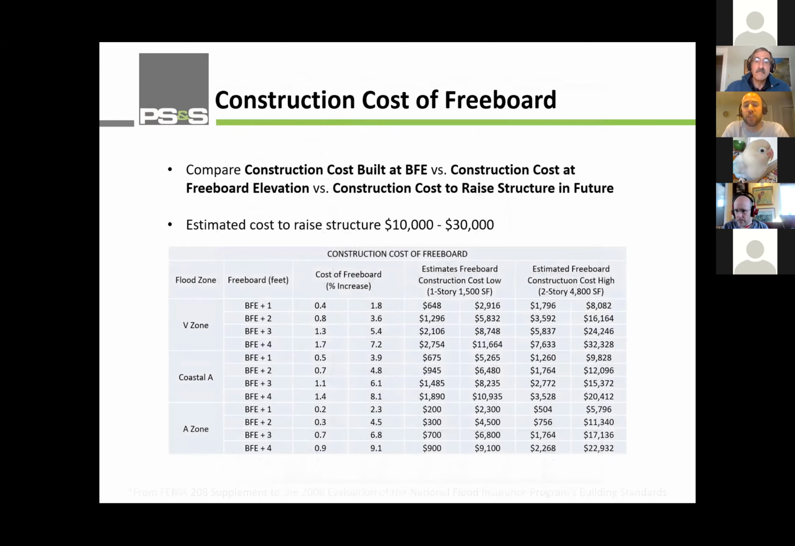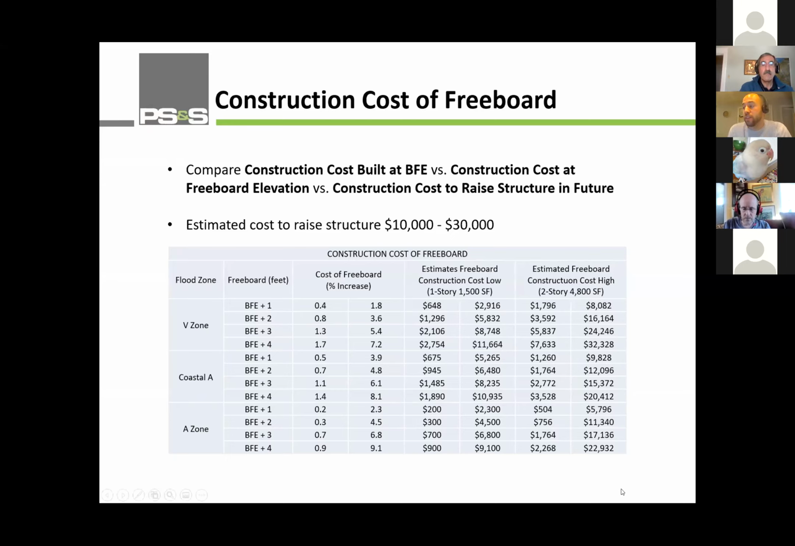Taking this one step further, we looked at what the construction cost was. We looked at what it would be to initially build it higher, but what if we built it at the bare minimum and then wanted to raise it at a future date because flood elevations are getting greater. I tried looking at various sources around our area, and it's difficult to really peg in one number for how much it would cost to raise a structure, but the general range that I was finding is that it's going to be between $10,000 to $30,000 in order to raise a structure to a higher elevation.